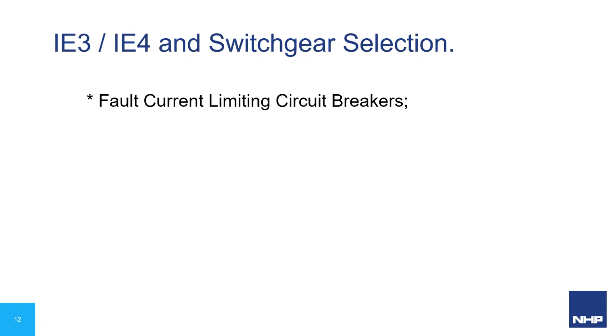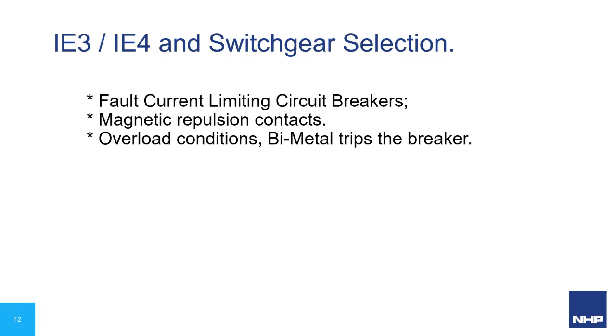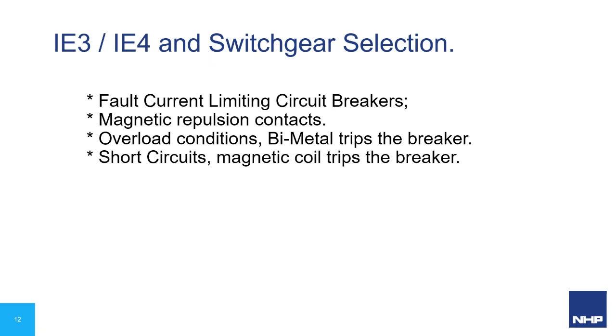Now, modern day circuit breakers are what we call fault current limiting types. They react quickly to short circuit currents and rapidly extinguish high currents and limit energy levels flowing into the system that may be damaging to both property and persons. They feature magnetic repulsion contacts to limit high fault currents. They also incorporate bimetal overload detection, bimetal strips. They also have magnetic short circuit coils to trip the breaker contacts.